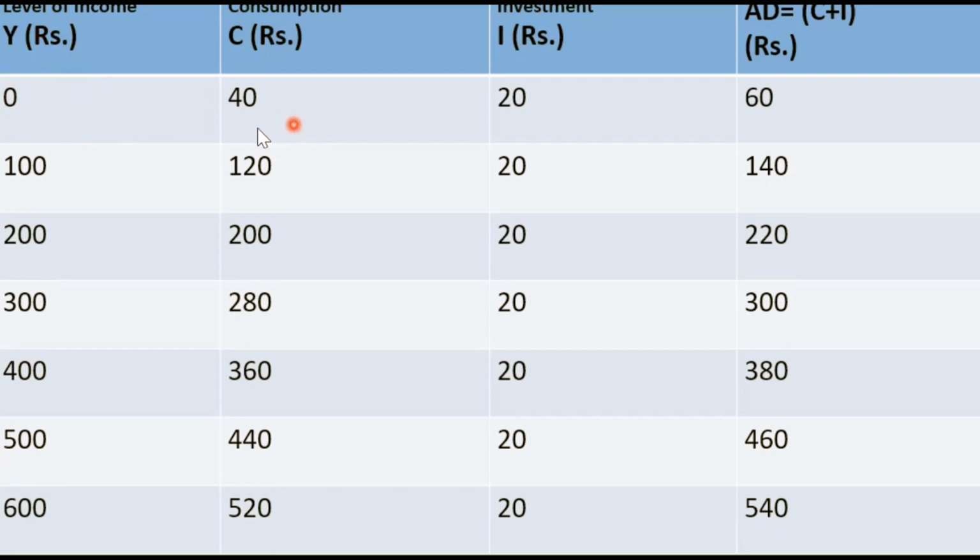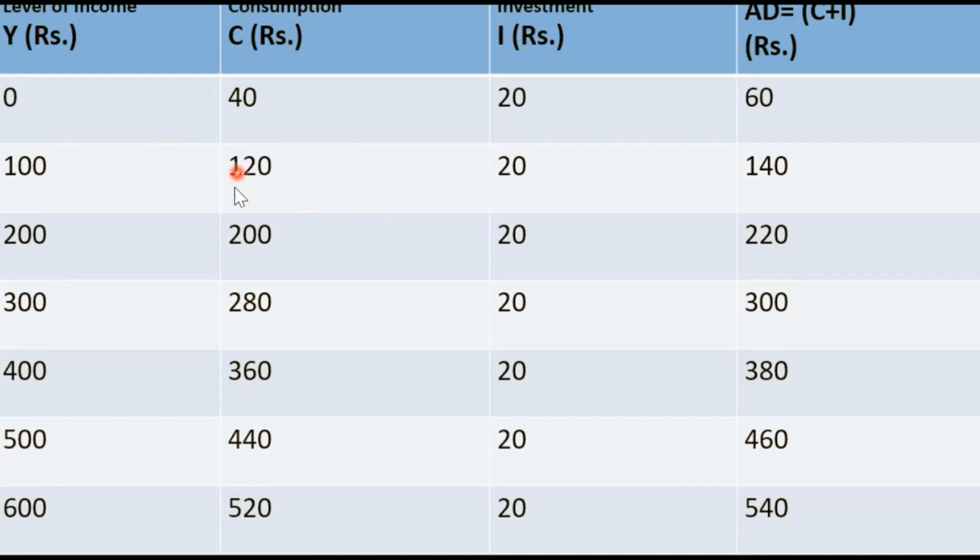It is known as autonomous consumption. So what is autonomous consumption? Autonomous consumption is the consumption which exists even at 0 level of income. And then at the next level of income, I have taken 120 as consumption, with the difference of 80 rupees.